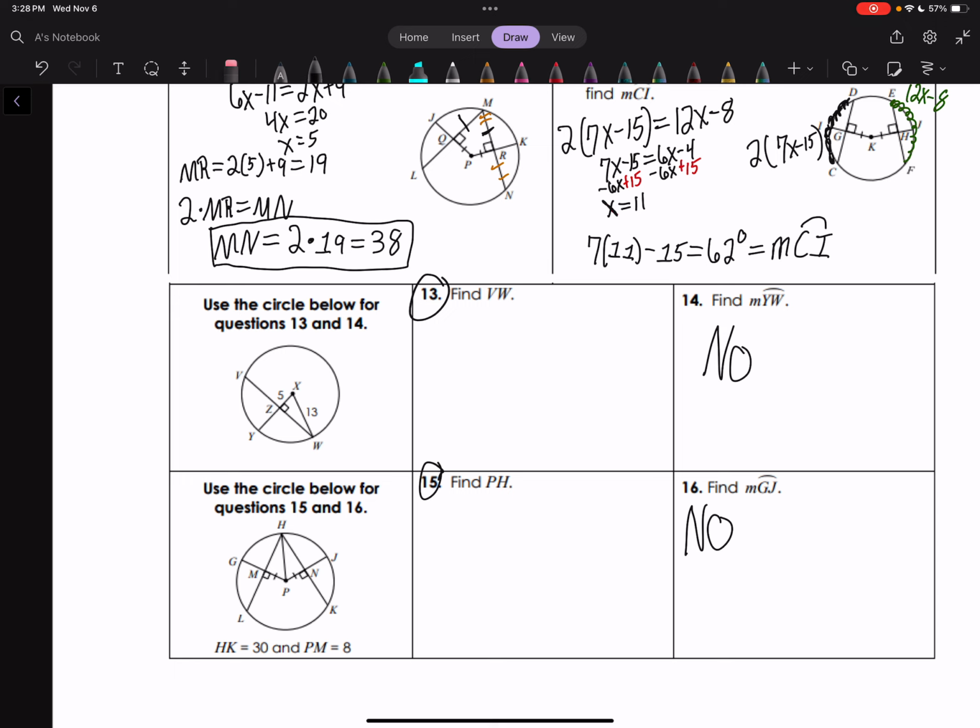All right, so find VW. So here's V, here's W. I want that entire length, which means at first I need to find ZW, because I know 2 times ZW is equal to VW.